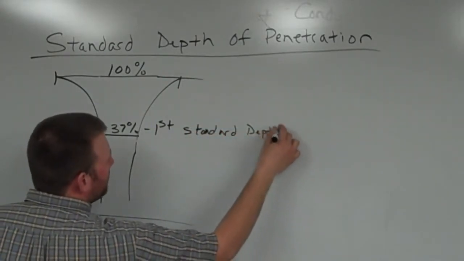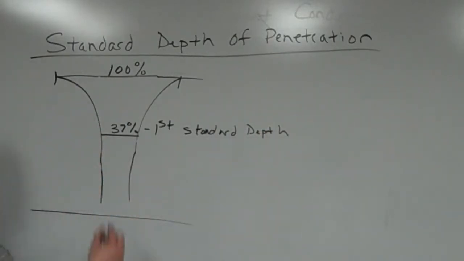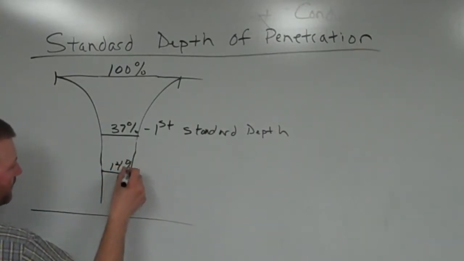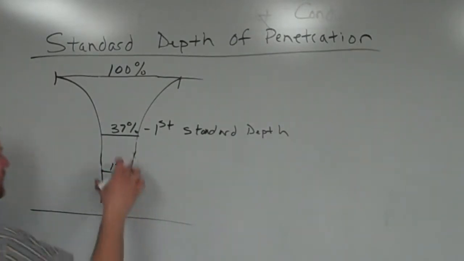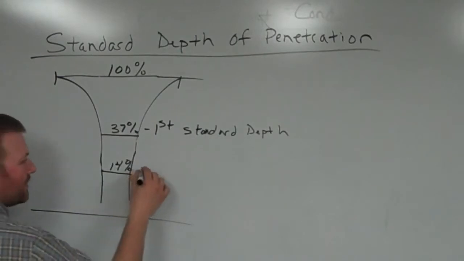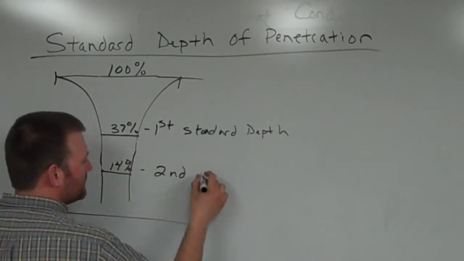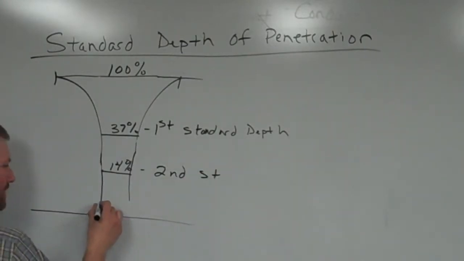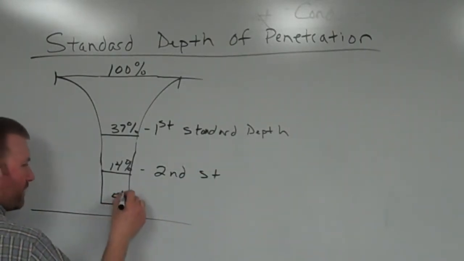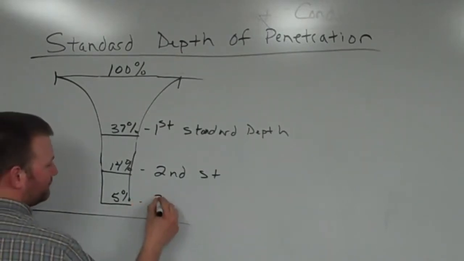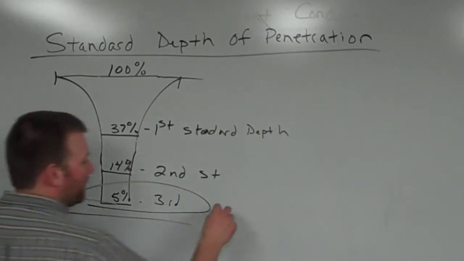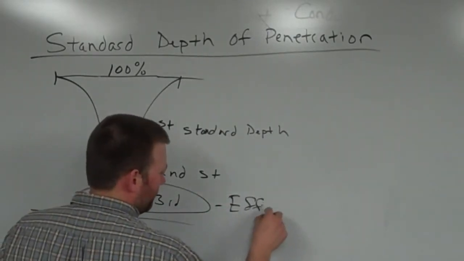If we wanted to use that 37 and keep on going, down here somewhere we would hit roughly, and I say roughly because it's not exactly 14, but 37% of 37 is somewhere around the 14% mark. So that's the second standard depth. Then down here somewhere we're going to hit roughly 5%. There's our third standard depth. This one is important to us. This is what we call the effective depth.